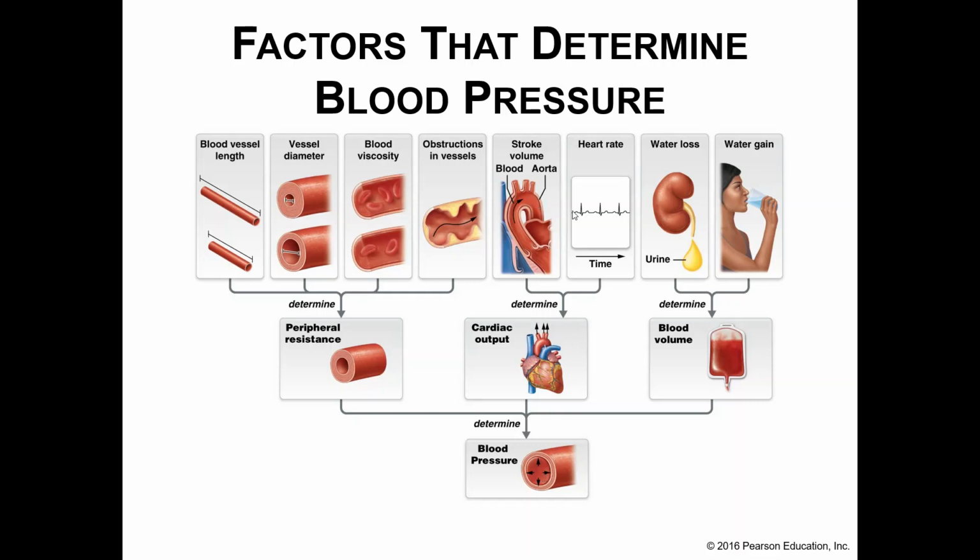We said stroke volume and heart rate, that's how we determine cardiac output. So if either of these increases, your cardiac output increases, your blood pressure goes up. And your water volume, aka your blood volume. If your water levels go up, your blood volume goes up, your blood pressure goes up. So again, take a look at this several times. Make sure everything on this slide makes perfect sense to you.